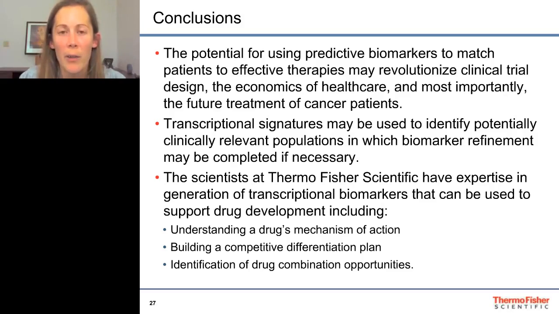And what I also hope you can appreciate after listening to this talk is that the scientists here at Thermo Fisher Scientific, including myself, do have expertise in the generation of these transcriptional biomarkers, and these can be used to support drug development programs, including helping our clients to understand a drug's mechanism of action, helping them build a competitive differentiation plan. And as I said, I didn't touch on it today, but I'd be happy to follow up with anyone who's interested. They can be used to identify potential drug combination opportunities.